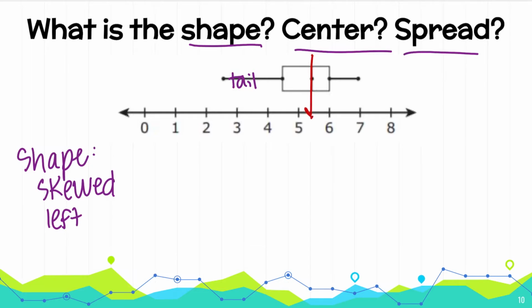Our center, which I can find right here with my median, is in between 5 and 6. So my median will be 5.5.